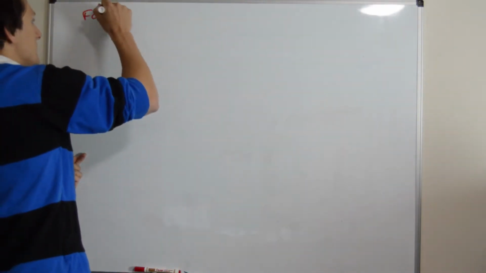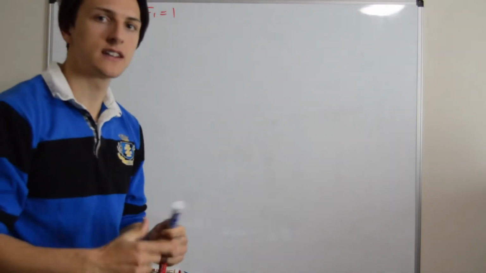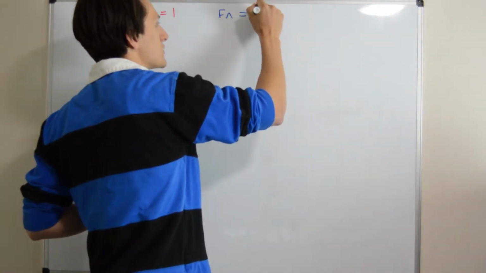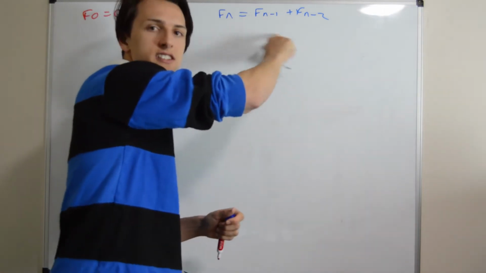Okay, let me be more precise about how I'm defining the Fibonacci sequence. I'm taking the 0th term to be 0, and I'm taking the first term to be 1. And then I'm defining the recurrence relation in the normal way: to get the next term, you just add the two previous terms. So this is the standard way.